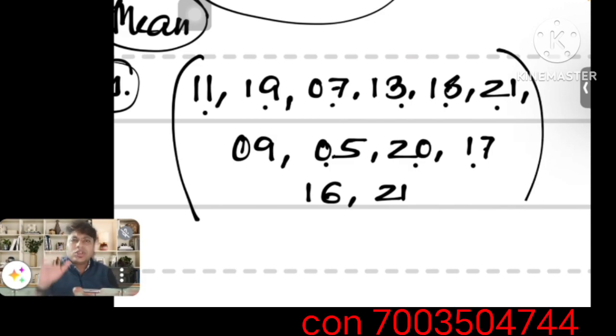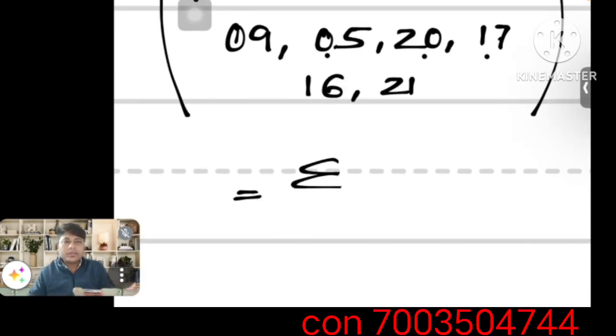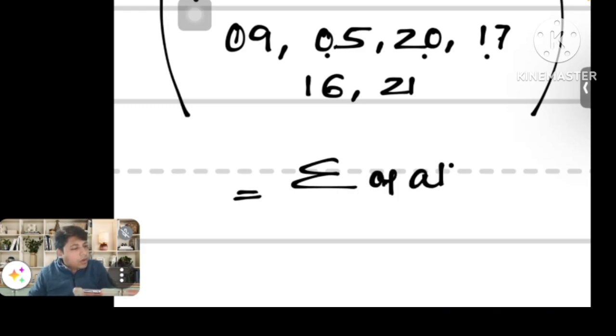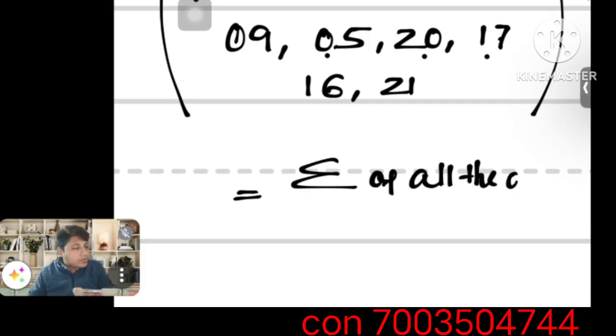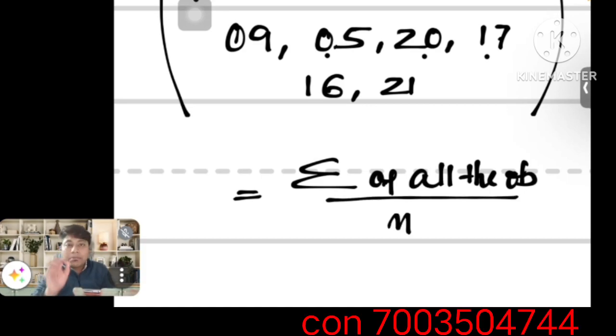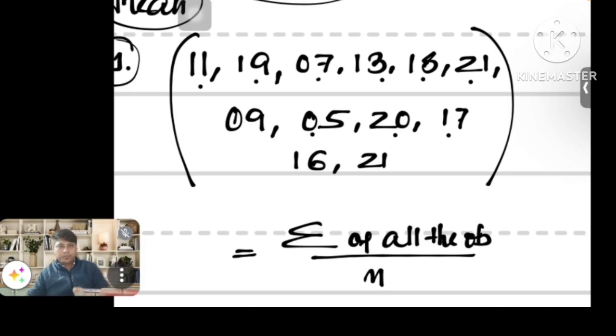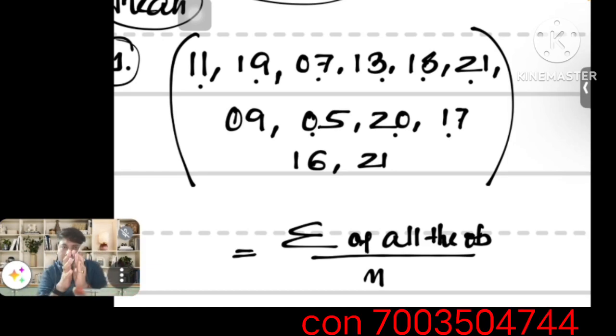To do the average, you just need to add all the observations, means summation of all the observations, divided by the number of elements. N represents the number of elements. Number of elements means how many numbers are there? There are 12 numbers. So you first have to add all the numbers and then divide it by 12.